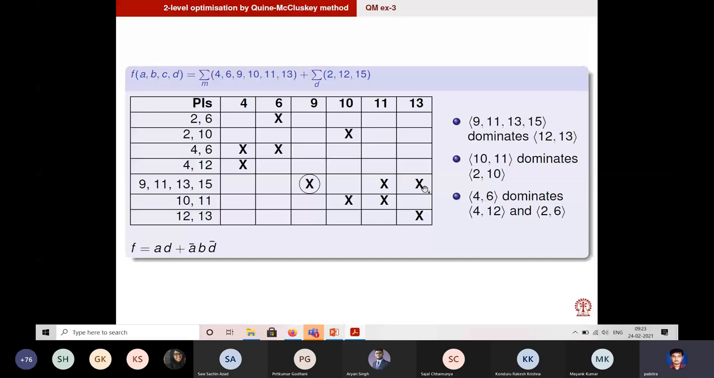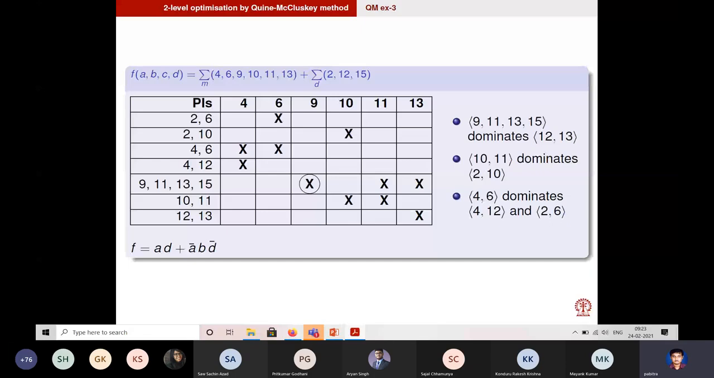The fifth row dominates the last row. Similarly, you see 10, 11 dominates 2, 10. 10, 11 covers this and this. 2, 10 covers this; this is a subset of this. So 10, 11 covers 2, 10. Similarly, 4, 6 dominates 4, 12 as well as 2, 6.